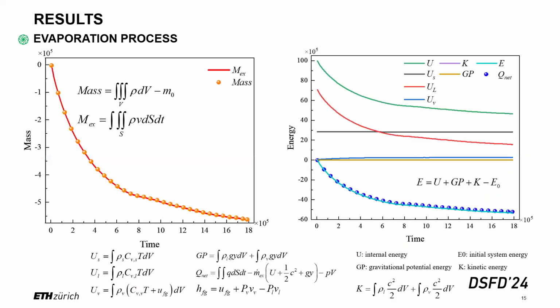Then we compared the energy and mass variation. For the mass, we can find the outflow mass is equal to the system mass variation. And for the system, we consider the internal energy, gravitational potential energy, and the kinetic energy. The outflow energy is equal to the system energy variation. And it can be found that the system energy is mainly determined by the internal energy. The gravitational potential energy and kinetic energy can be neglected.